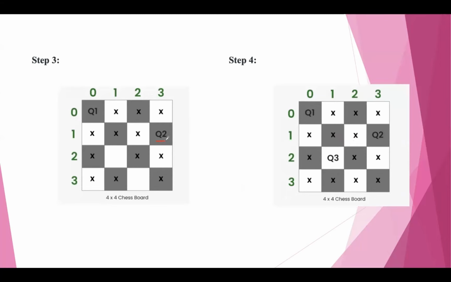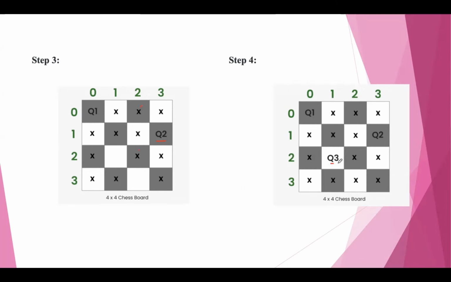Now again you need to represent all the unsafe cells: the cells present in the same row, same column, and diagonal cells. Okay, the diagonal cells are these two. What are the leftover cells now? These two are leftover. So you can place Q3 at cell 2, 1. So this is the notation.